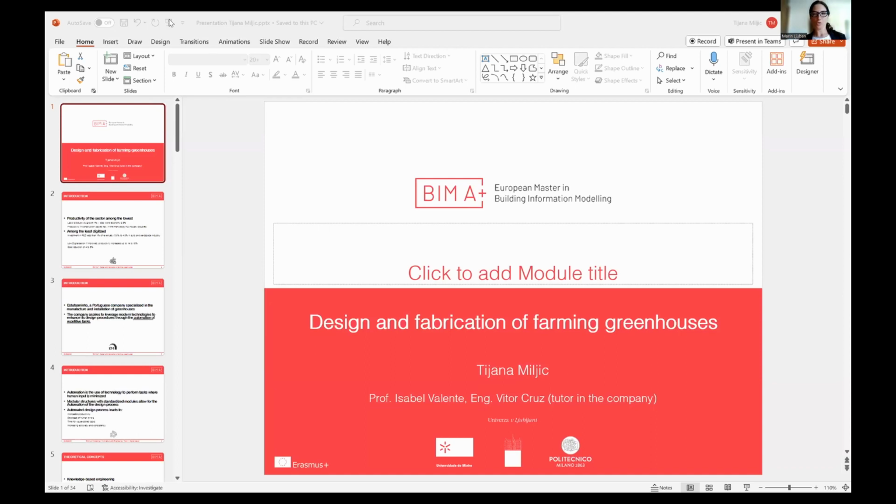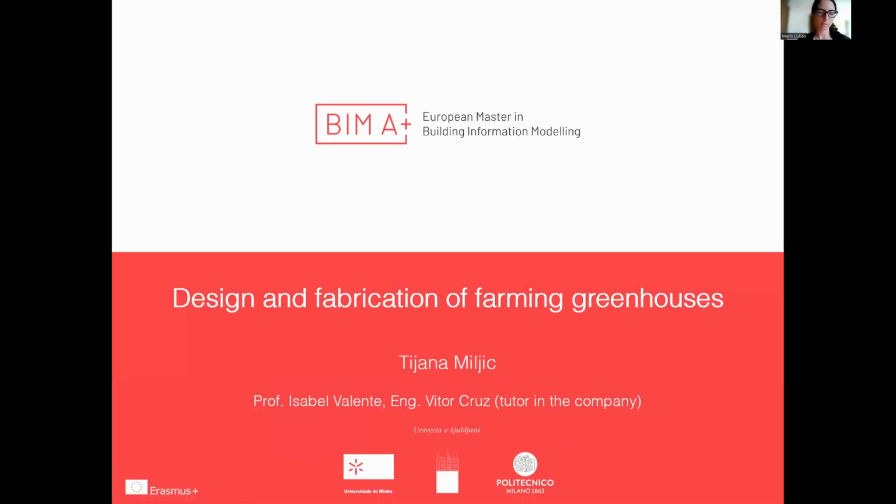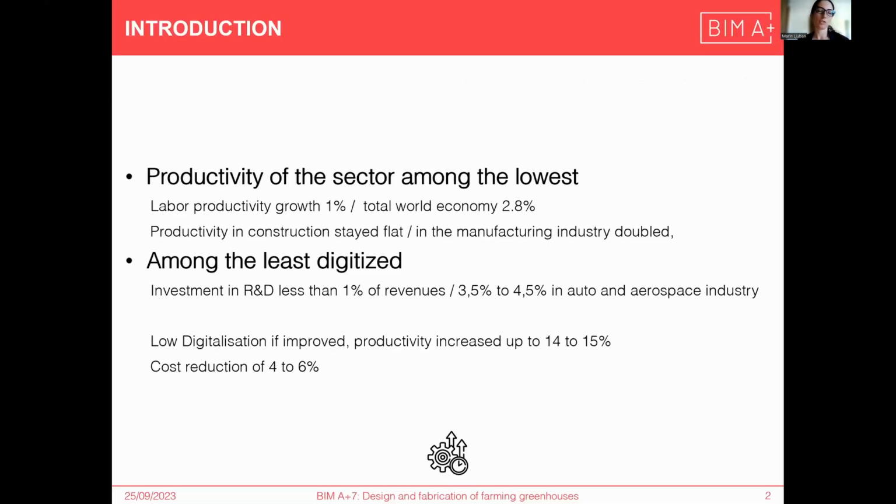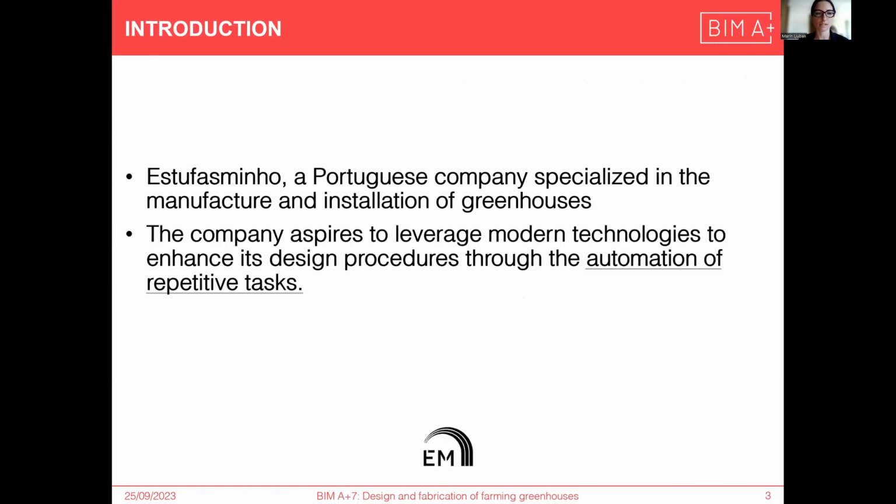Okay, so I will now present my master dissertation named Design and Fabrication of Farming Greenhouses. According to McKinsey research, productivity and digitalization of the sector is quite low. And if digitalization is to be improved, productivity can increase up to 15%, while cost reduction can go until 6%.